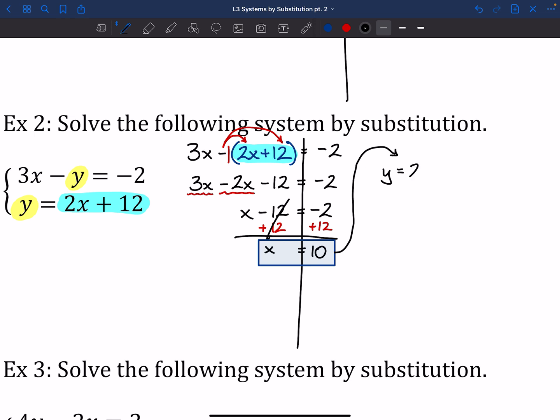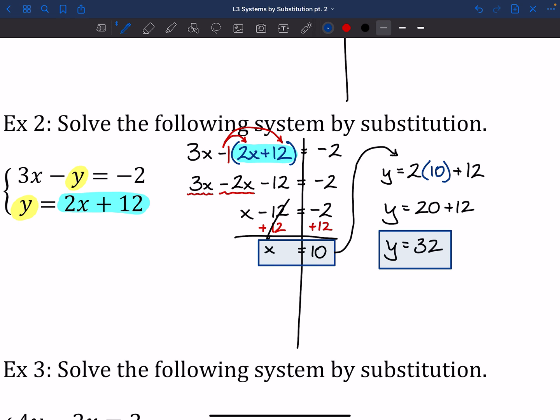We've got y equals 2 times that x, which we now know is 10, plus 12. After that, we've got y equals 2 times 10 is 20. And then 20 plus 12 is 32. All right, and there we go.